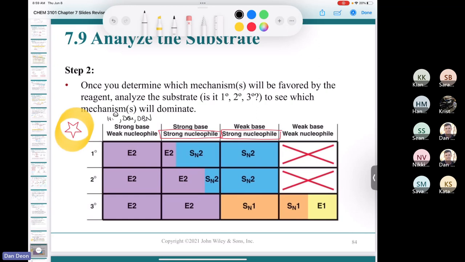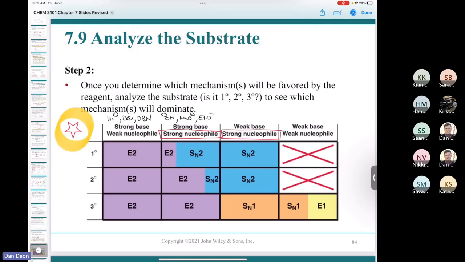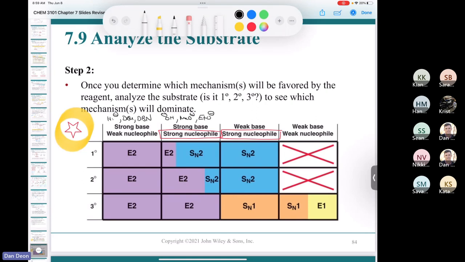The next one is a strong base, strong nucleophile. So if you remember, that was hydroxide, right? It was methoxide and ethoxide. So oxygen with a negative charge. It's a strong base, strong nucleophile. So if it's primary, you're going to get mostly SN2 with a little bit of E2. If it's secondary, it switches. It's mostly E2 with a little bit of SN2. And if it's tertiary, well, that's too sterically hindered, so you get exclusively E2.